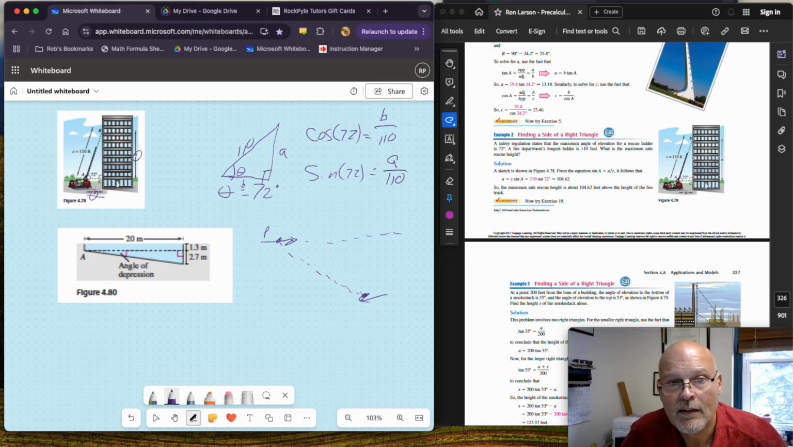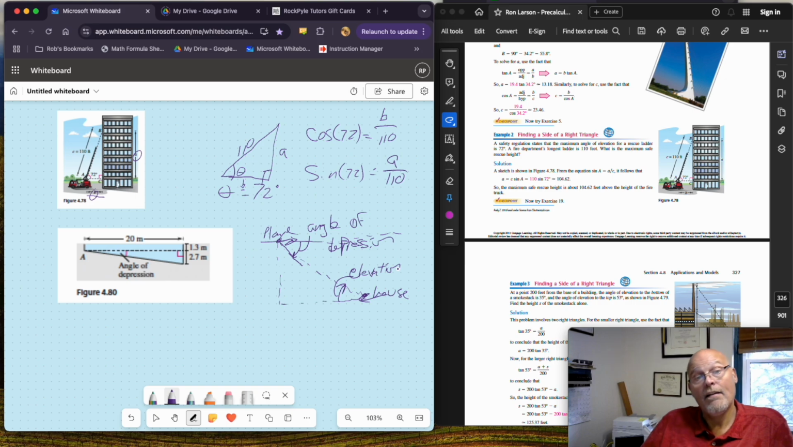So if this is my plane and this is a house, if they want the angle of depression, I put myself on the plane heading this way, and then the angle is the angle that I look down. So that's the angle of depression. If I'm sitting in the house, then I'm looking up, and this is the angle of elevation.